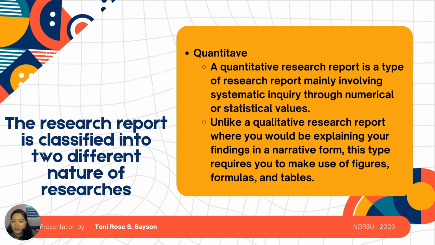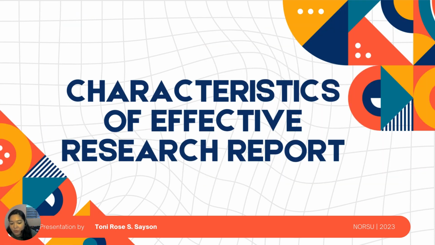Now, this is a report that mainly involves systematic inquiry through numerical and statistical values. So, unlike qualitative, wherein you'll be explaining in narrative form, while in quantitative, that requires you make use of figures, formulas, and tables. And before we are able to write a research report, we need to know what are the characteristics of making effective research report, because there are a lot of research reports that are available for us to read, but we need to identify what really is effective and what makes it effective.